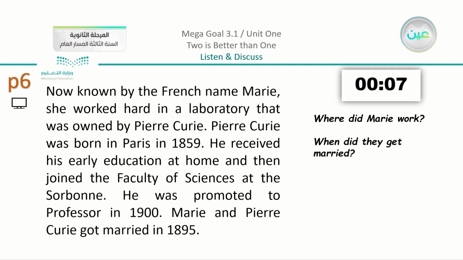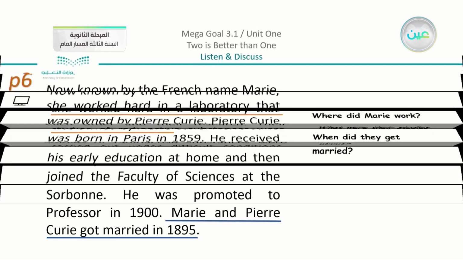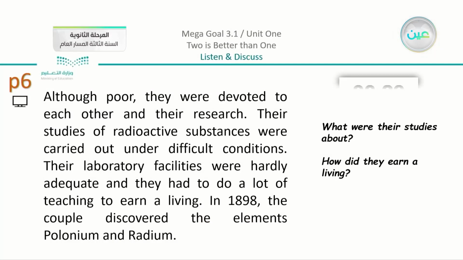So I helped you in the first part. Now we have the second part, the two questions. Where did Marie work? Did you find the answer? We have the answer here: she worked hard in a laboratory that was owned by Pierre Curie. And when did they get married? A very simple date here, which is 1895. Moving on. We have the questions: what were their studies about, and how did they earn a living?